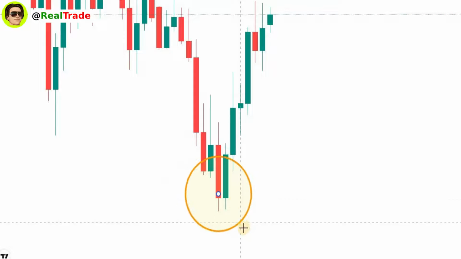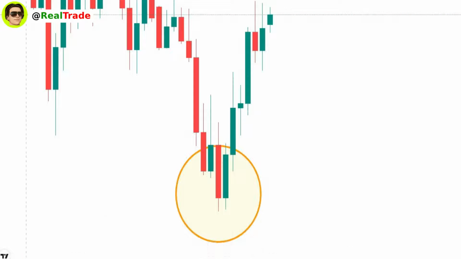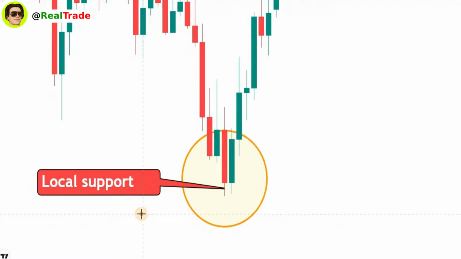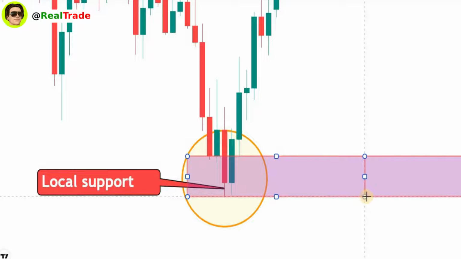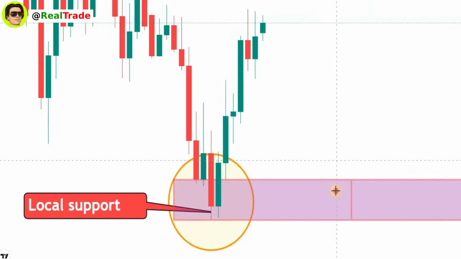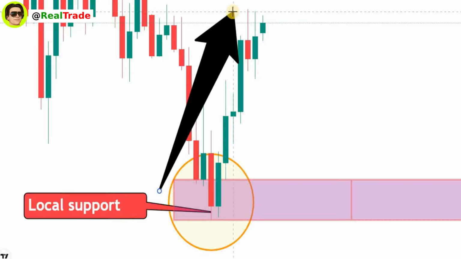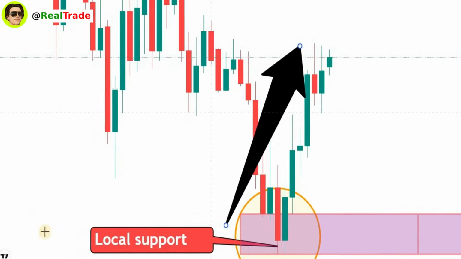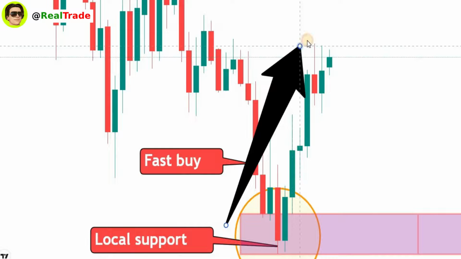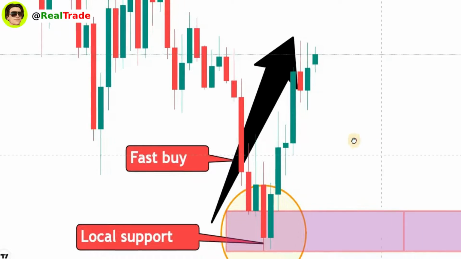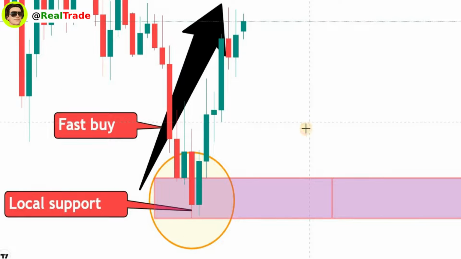Look at another example. This area, local support. I want to design local supports. This area has a fast buy. Big candle, green candle, full candle. Look at it. Go to the next local resistance. This area is local resistance.